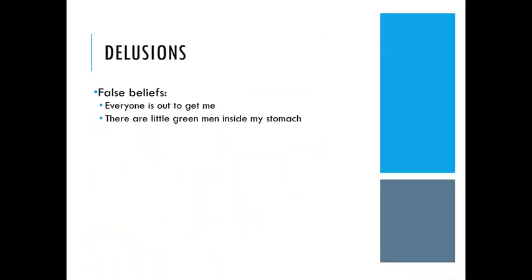Next, we want to look at delusions. I want to quickly give you a definition. A delusion is a false belief, something along the lines of everyone's out to get me or there's little green men inside my stomach. Delusions are often associated with schizophrenia and other psychological disorders like that. Delusions are not hallucinations. They're not the perception of stimuli, like seeing something, but rather a belief you hold very strongly with no real evidence or something out of the normal.